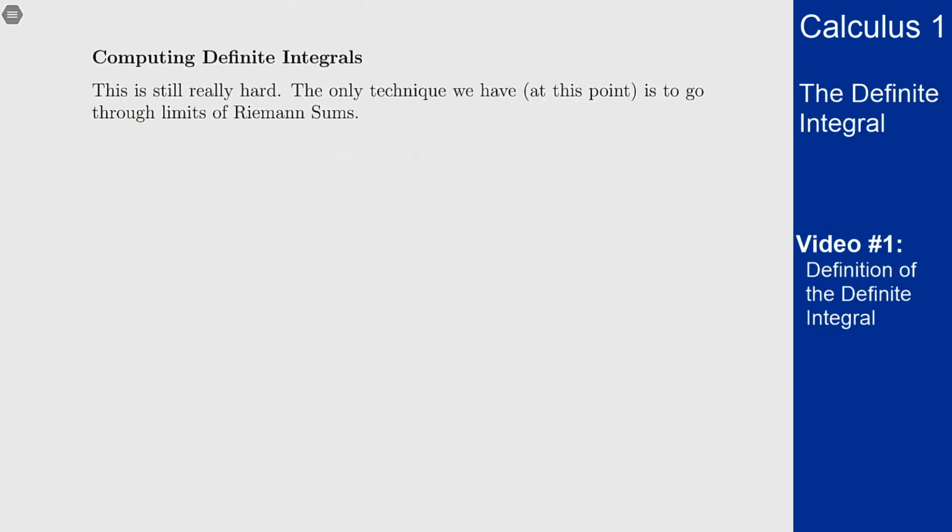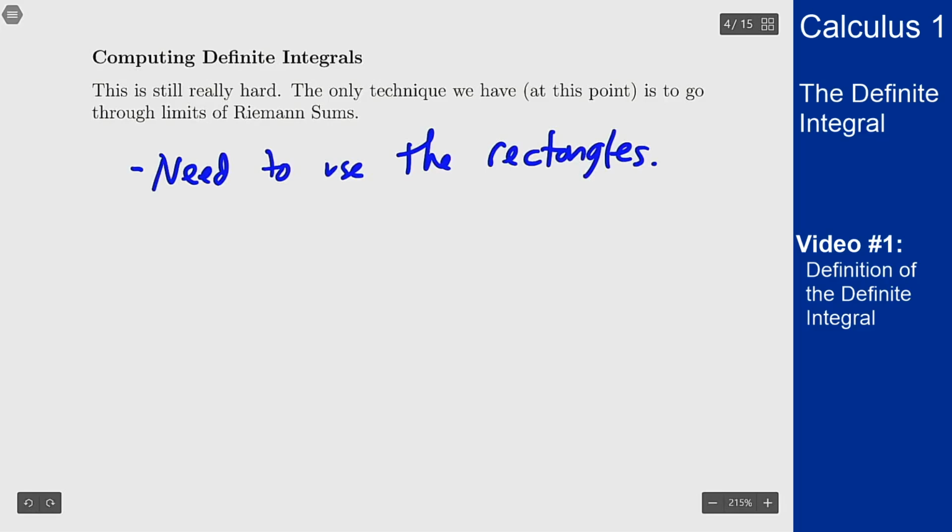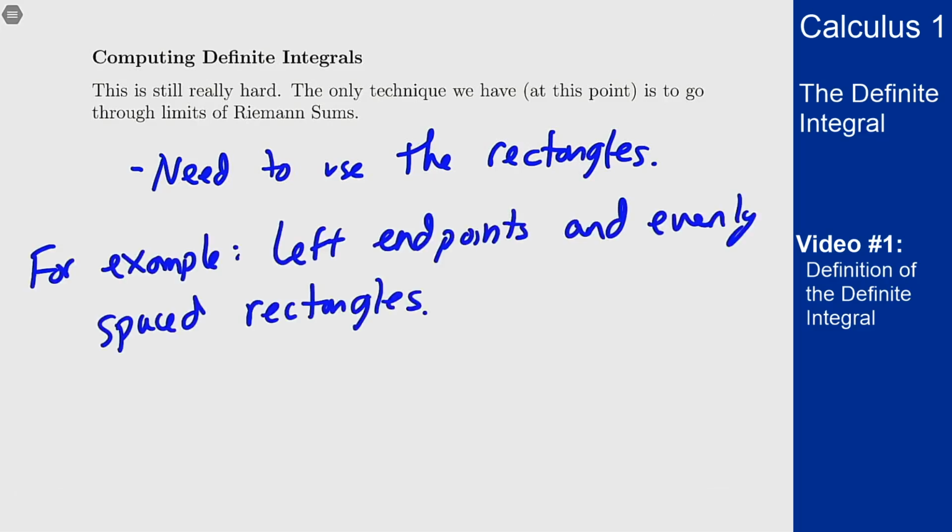How do we compute these definite integrals? At this point, the only technique we have is to go through the limits of Riemann sums. That means taking your function, dividing the interval up into rectangles, finding the heights, and then taking a limit. One example of what you might get is if you take left endpoints and evenly spaced rectangles. The point is, if I know my function is already integrable, I can pick any particular method I want for making a Riemann sum, and the limit of that sum will still give me the right answer.